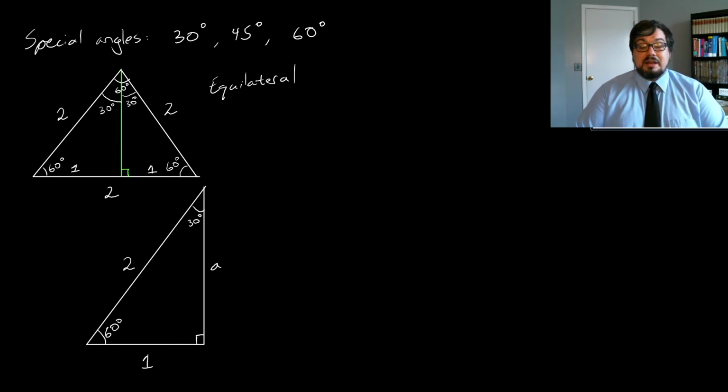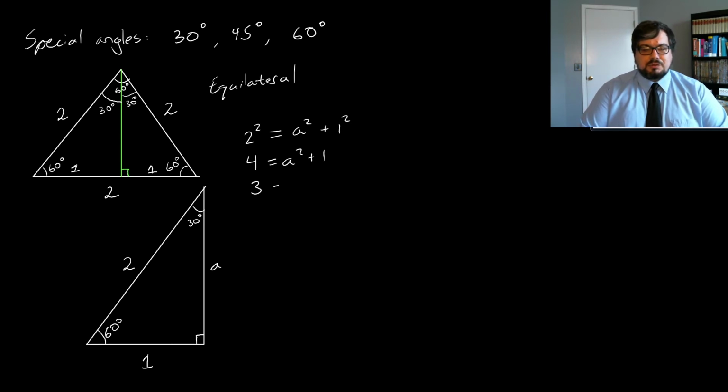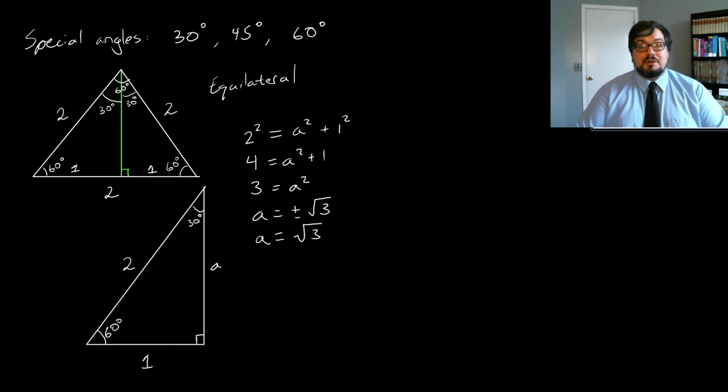We want to figure out what the other side is so that we can work out all of the trigonometric functions that we want. So by the Pythagorean theorem, we have that 2 squared, the hypotenuse squared, equals a squared plus 1 squared. So that means that 4 is equal to a squared plus 1. So 3 is equal to a squared. So a is equal to plus or minus the square root of 3. But of course, we're just looking at the side length of a triangle, so a negative doesn't make sense here. So our other side is square root of 3.